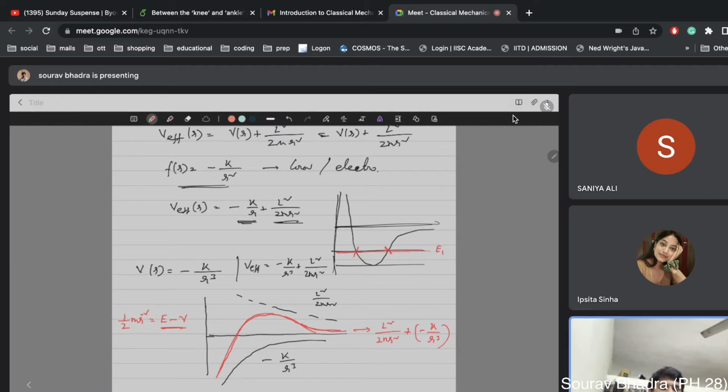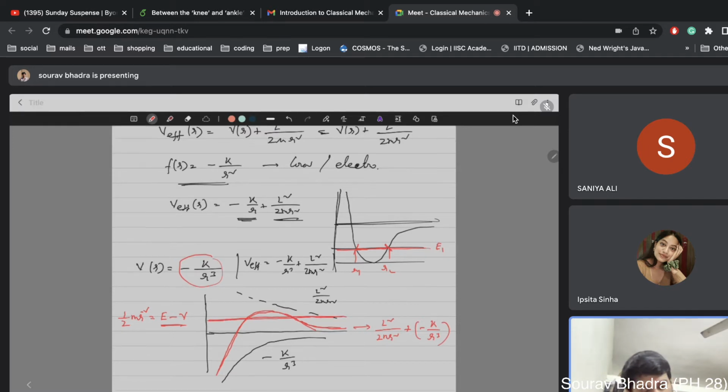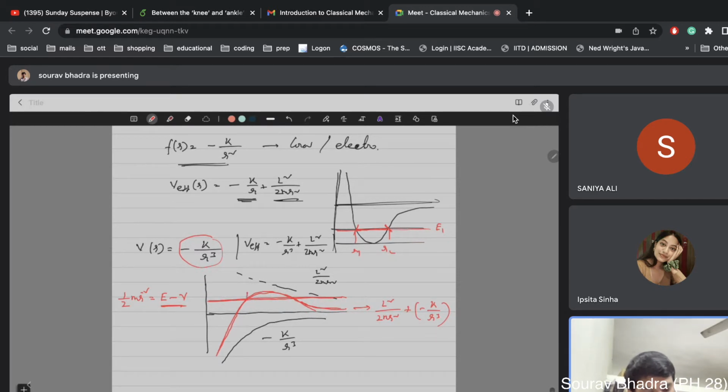It cannot be negative because r cannot be negative. So for this particular case, if you have the total energy E1, your motion will be bounded within this radius, suppose R1 and R2. But in this case, when your potential goes like minus k by r cube, and if you have an energy like this, then what happens? You can see in this particular region, your potential is greater than the energy. So the particle cannot be bounded in this region because it cannot penetrate the potential.